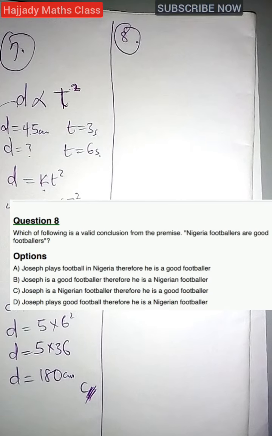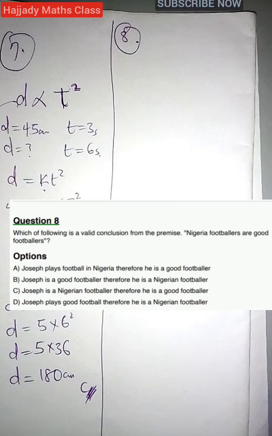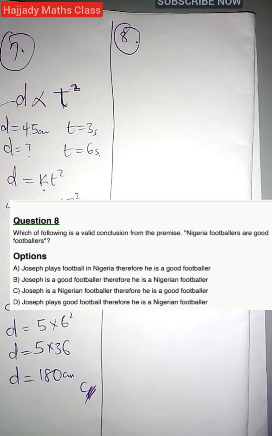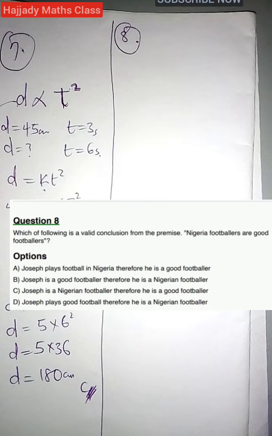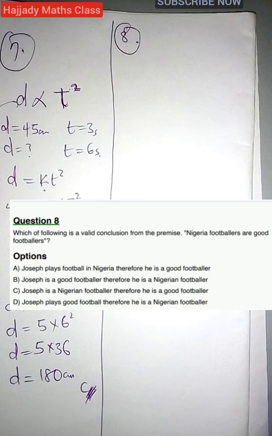We all know the question says Nigerian footballers are what? They are good footballers. You understand? Now, option A: Joseph plays football in Nigeria, therefore he is a good footballer. Looking at option A carefully, you will see that it can't be right, because Joseph plays in Nigeria. He might not be a Nigerian footballer. He might even be a foreigner, but the premise says Nigerian footballers.